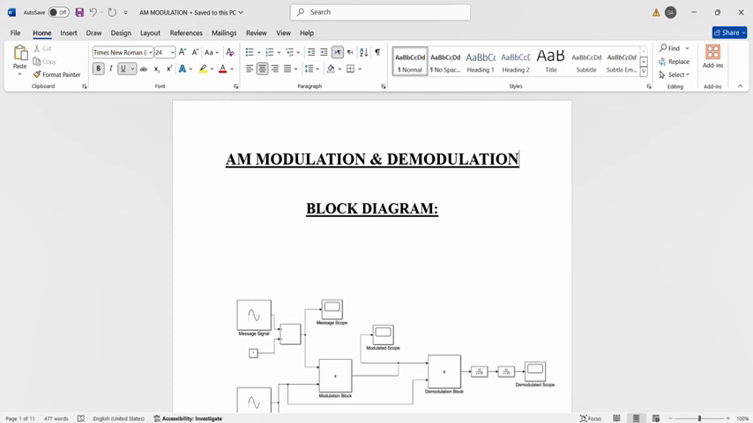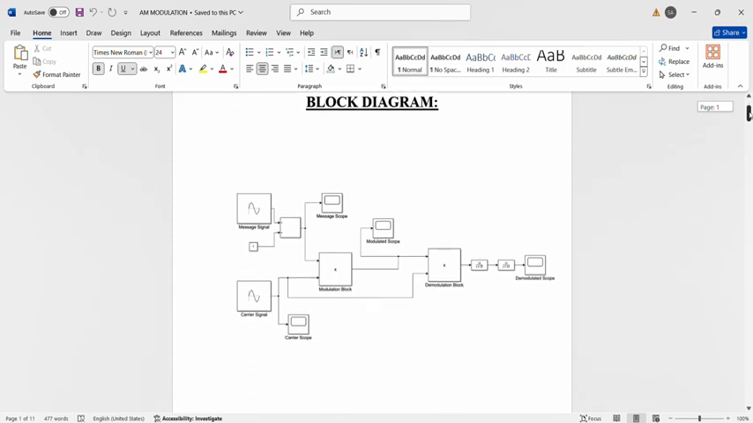For this competition, I have simulated how an AM, Amplitude Modulation, Modulator and Demodulator work. And just before diving into the simulation, let me briefly explain what an AM modulator and demodulator are. As you see, this is the block diagram of our circuit, and there are four main blocks. First one is the message signal block. Second one is the carrier signal block, and third and fourth are the modulation and demodulation blocks.